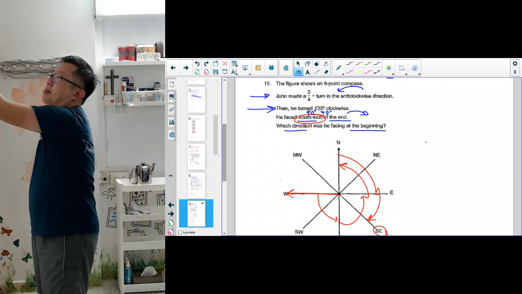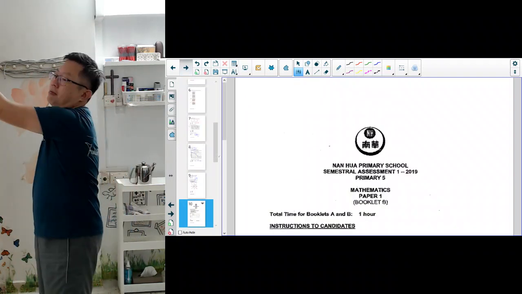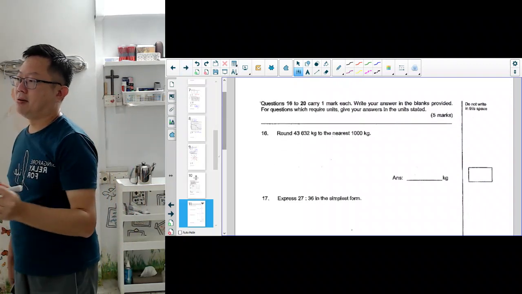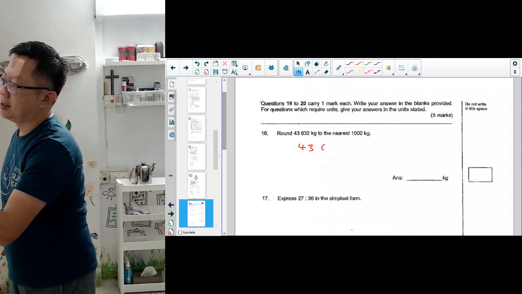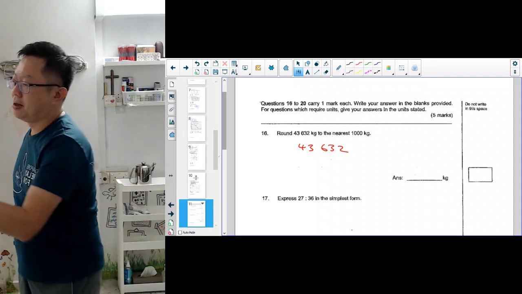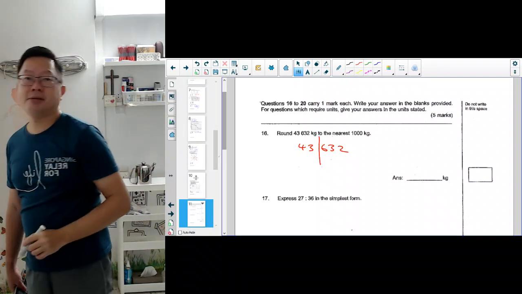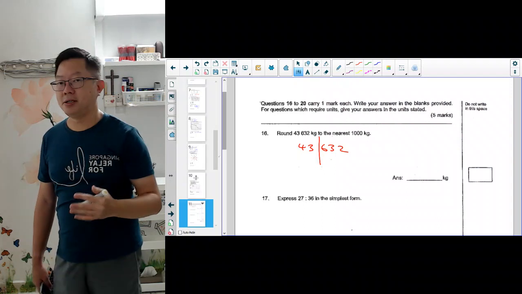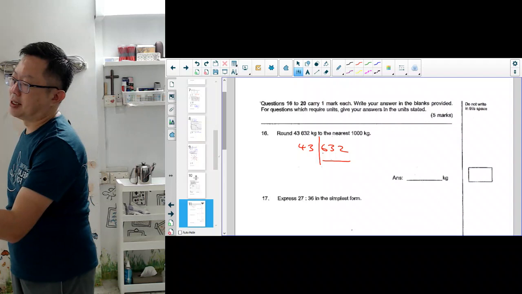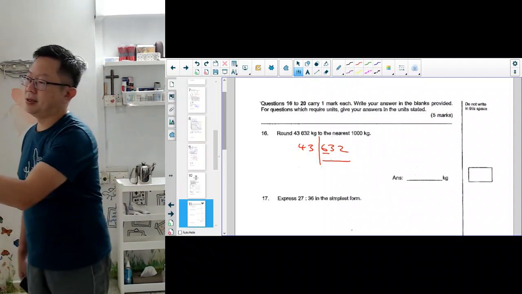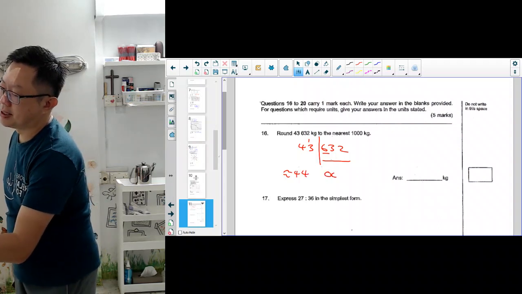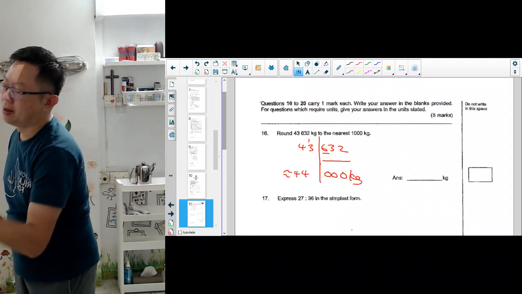Okay, now next one, question number 16, which is the 1 mark question again. So round the number to the nearest 1000. So you have 4, 3, 6, 3, 2, and for the nearest 1000 there are 3 zeros. So you draw a line to show the last 3 digits, because 1000 has 3 zeros. And look at the digit nearest the line. Is it 5 or bigger? Yes, so you add 1. And your nearest 1000 will be 44,000. Okay, 44,000 kilogram. Right? So that's your answer.